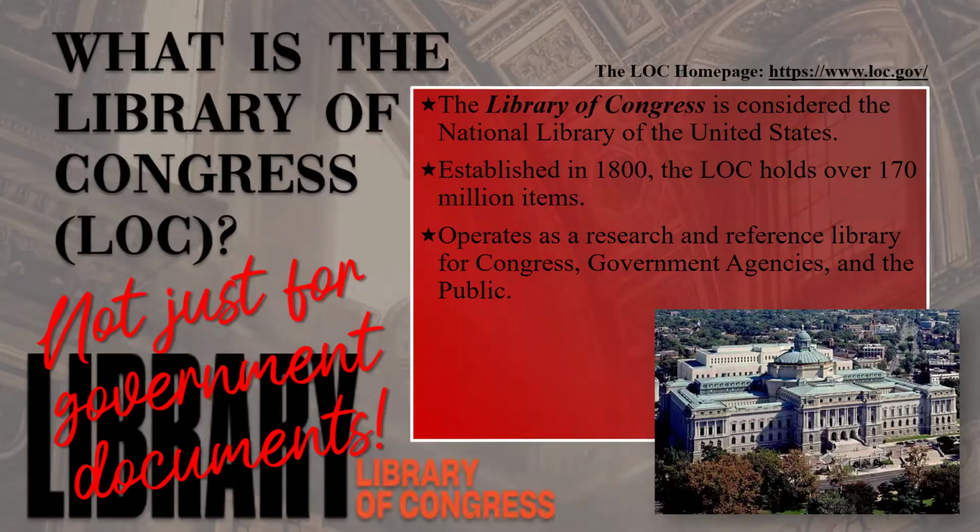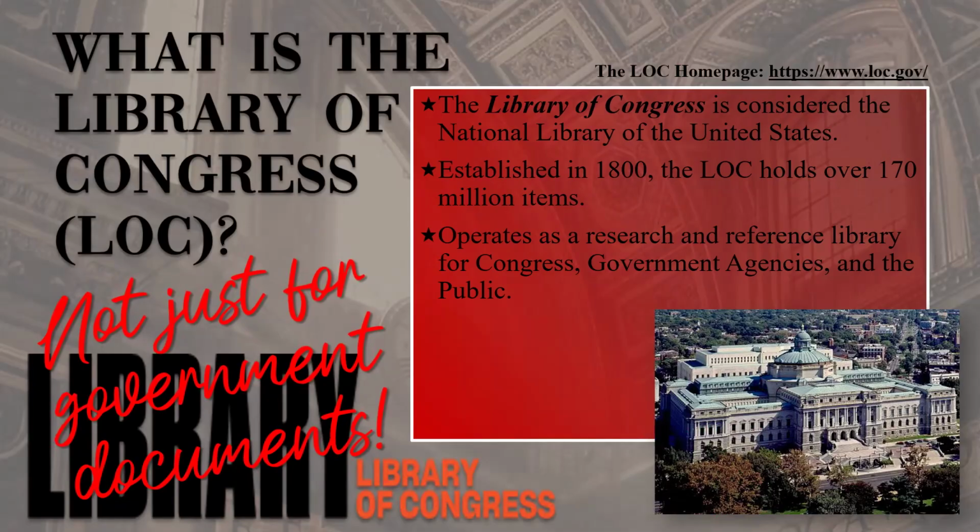So, what is the Library of Congress? The Library of Congress is the National Library of the United States. It was established in 1800 for research needs of Congress. It's a network of specialized divisions that preserve the cultural and legislative records of the United States. It is not just for government documents, however.